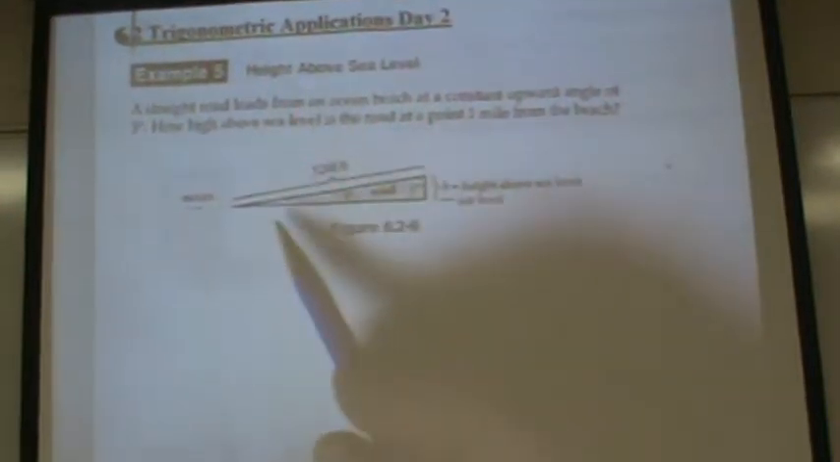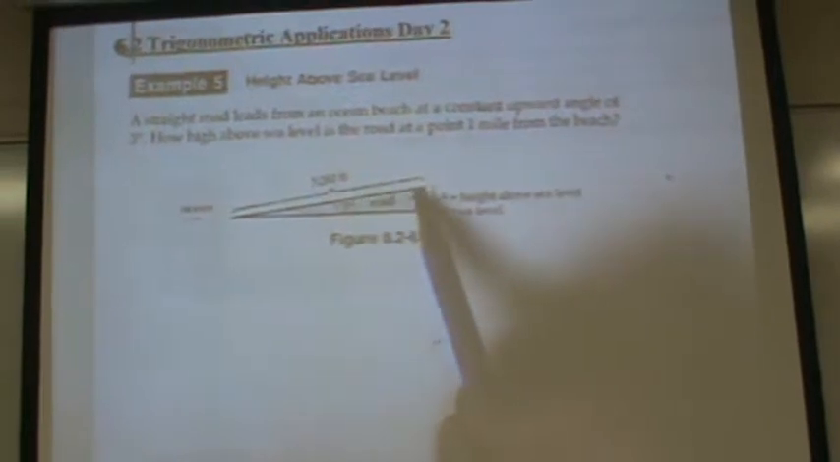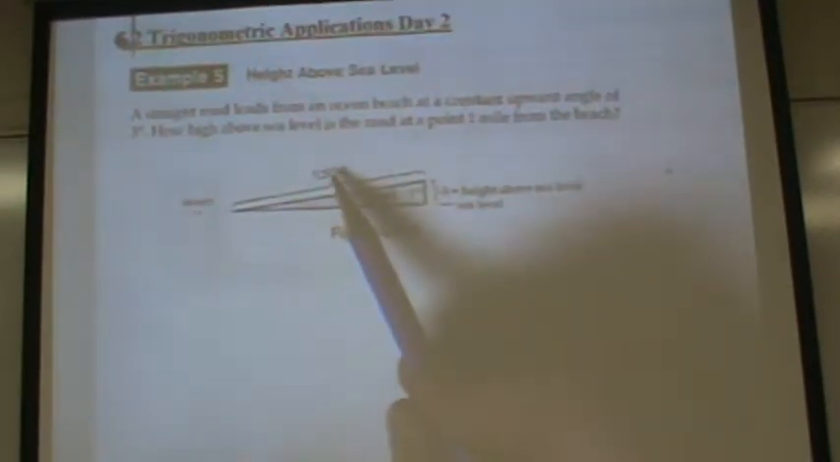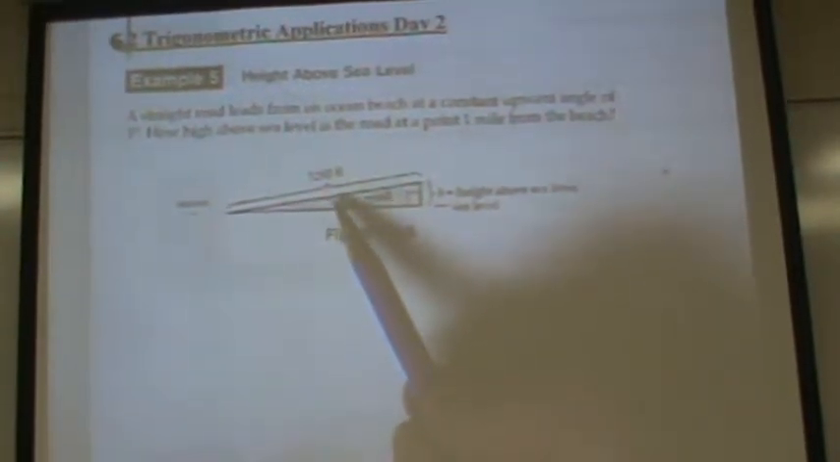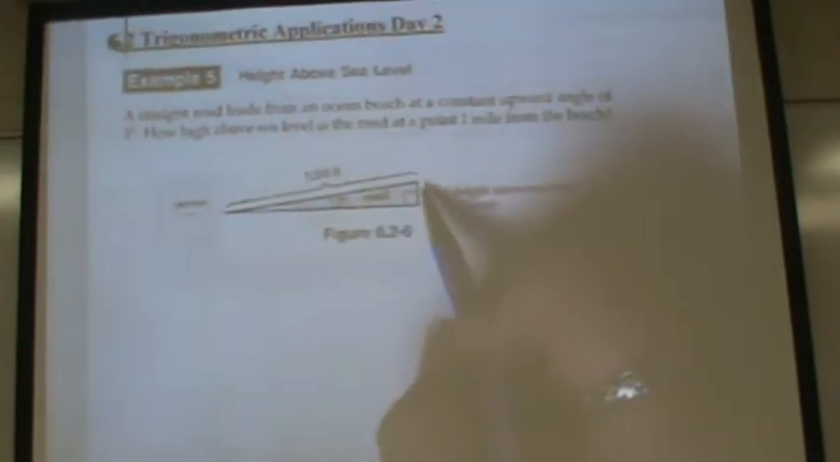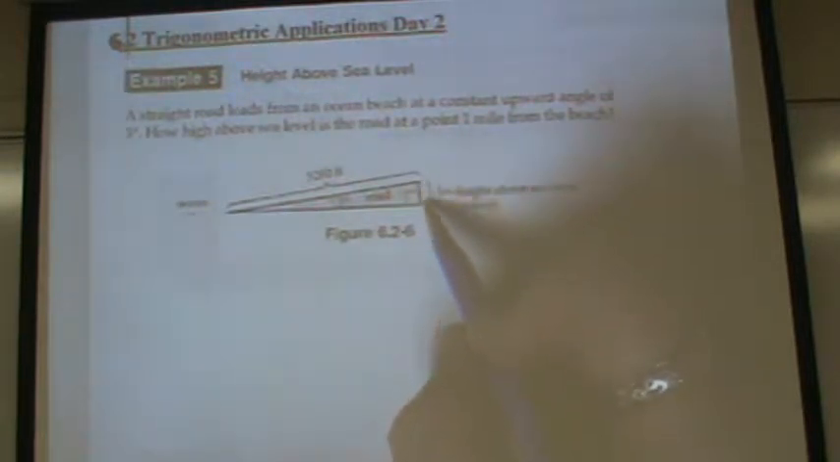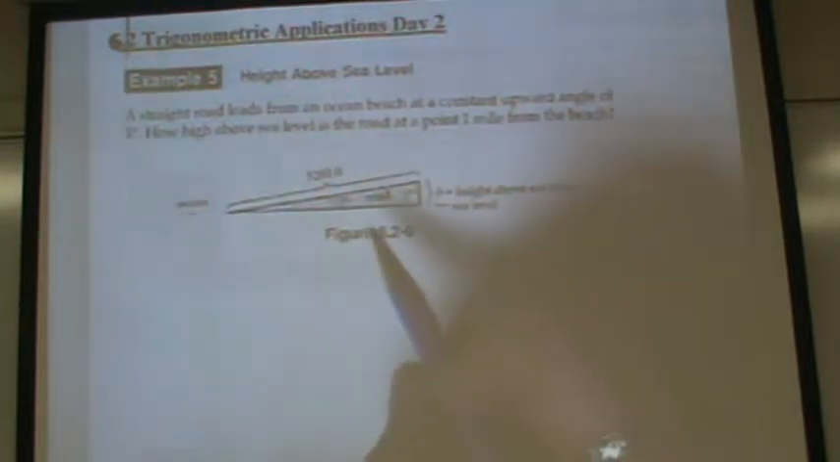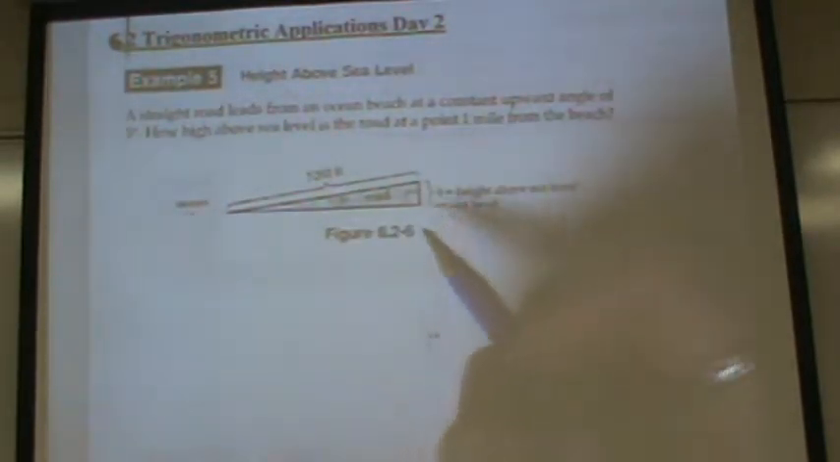So this gives us a diagram of what the story problem is talking about. We have a straight road, and it's a mile long, which is 5,280 feet, and it slopes up at an angle of 3 degrees from the ground. We're looking for how high it is above sea level after this 1 mile, so we're looking for this H over here. Given this angle and the hypotenuse, we're trying to find this shorter leg. This should be very similar to what we did yesterday.